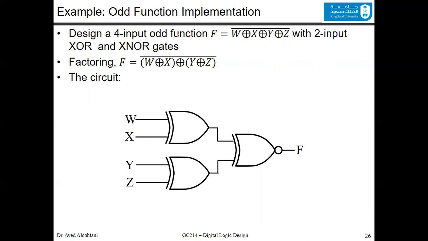So the question was asking for an odd function of a 4-input design using only 2-input XOR and XNOR gates. So we know that by factoring, we apply factoring. We have the W and X together, and we have Y and Z together.